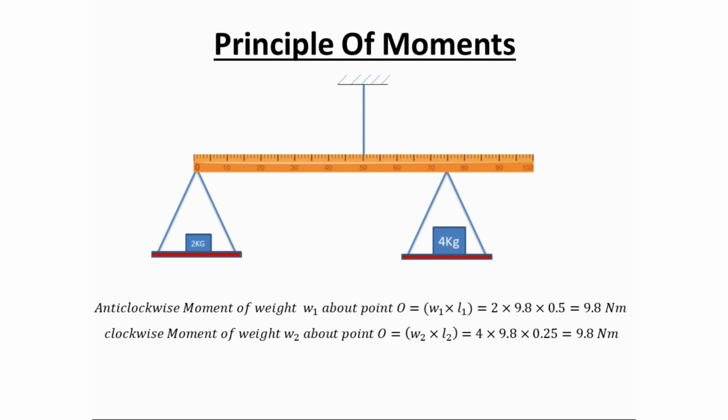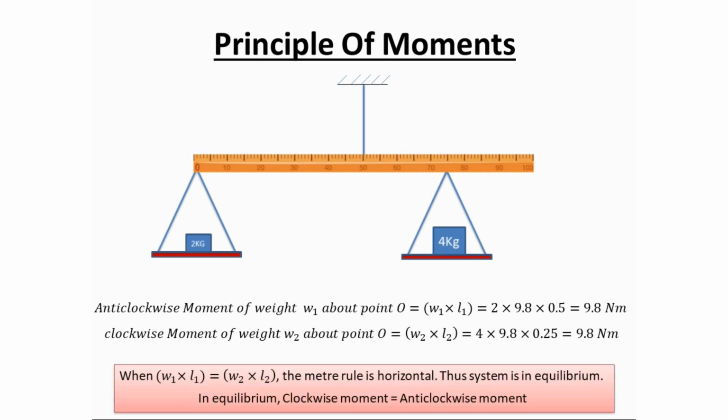So when the meter rule is horizontal, it is found that W1 into L1 is equal to W2 into L2. Thus the system is in equilibrium. We can say in equilibrium the clockwise moment is equal to the anticlockwise moment. This verifies the principle of moments.